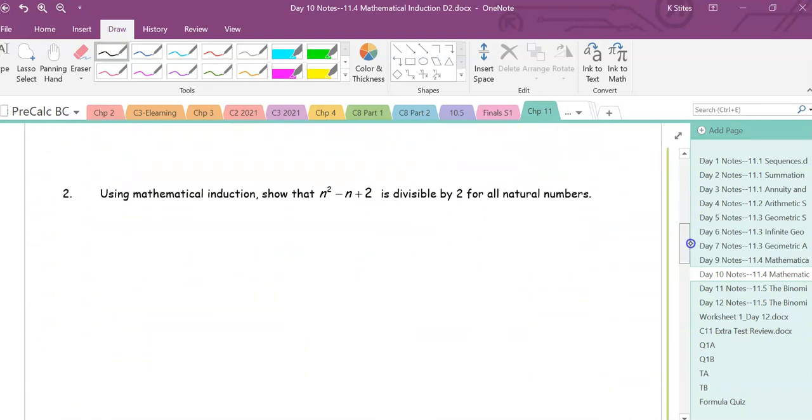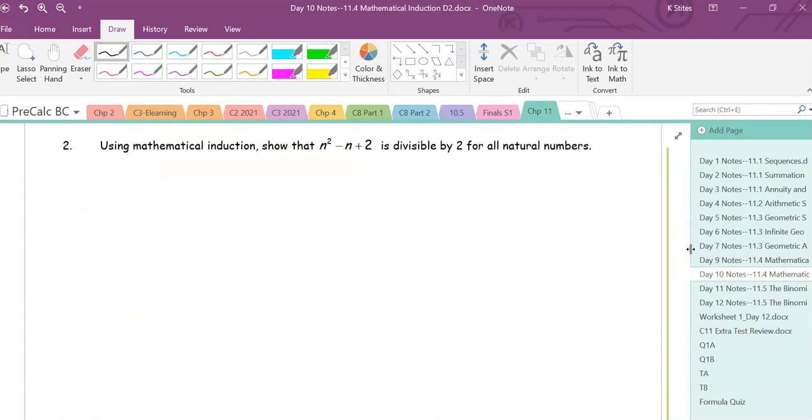Okay, so now let's try number 2. Using mathematical induction, show that n squared minus n plus 2 is divisible by 2 for all natural numbers. Okay, so again, we have a divisible by 2. Let's start with condition 1. We're going to let n equal 1, and we're going to plug this in. And that gives me a 2, which is divisible by 2.